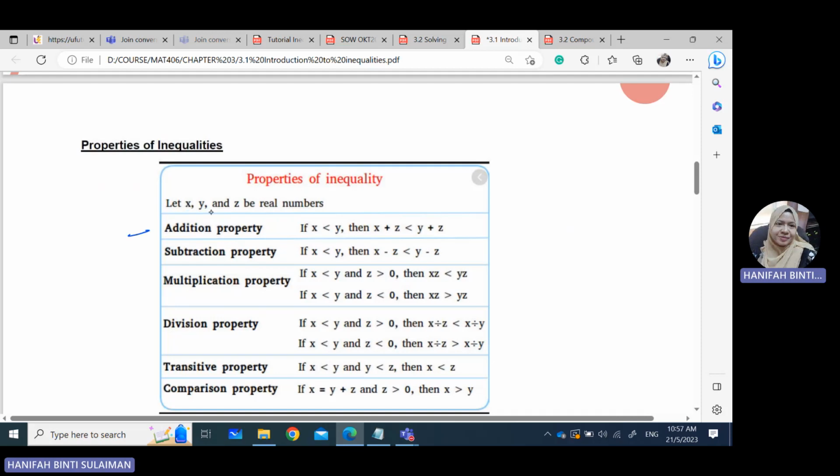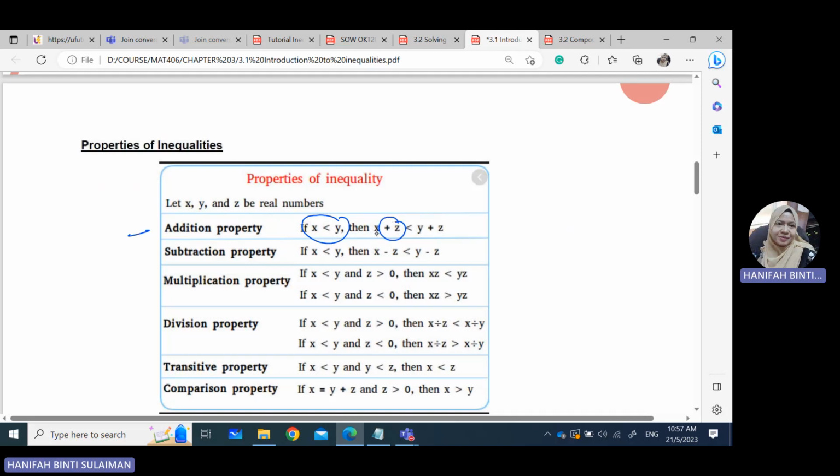So, kita tengok addition property. So, we have x, y and z be real numbers. So, maknanya x, y, z are real numbers. It can be any number. So, for addition property, so if we have x less than y. So now we want to add another algebraic ataupun another value which is z.